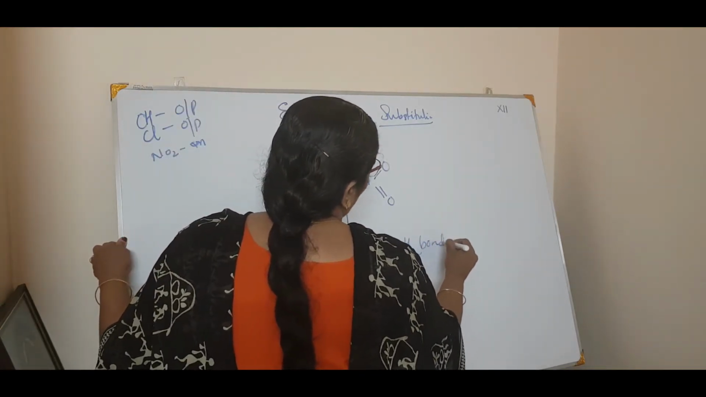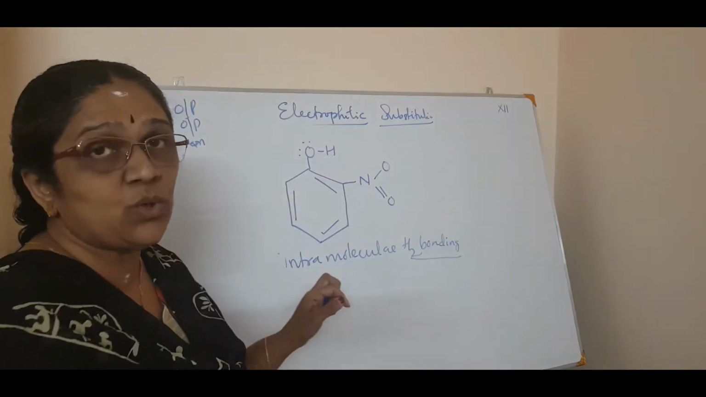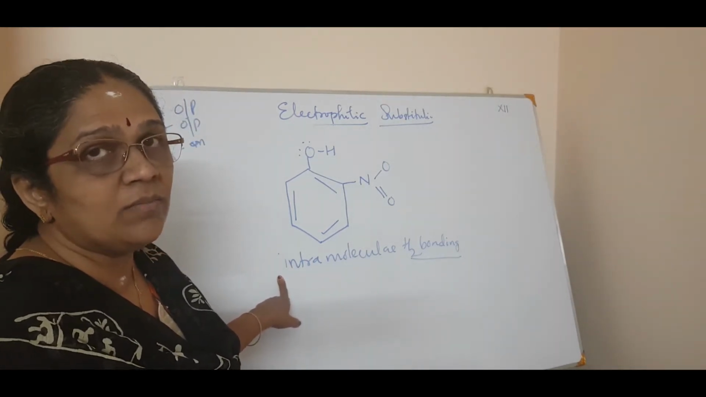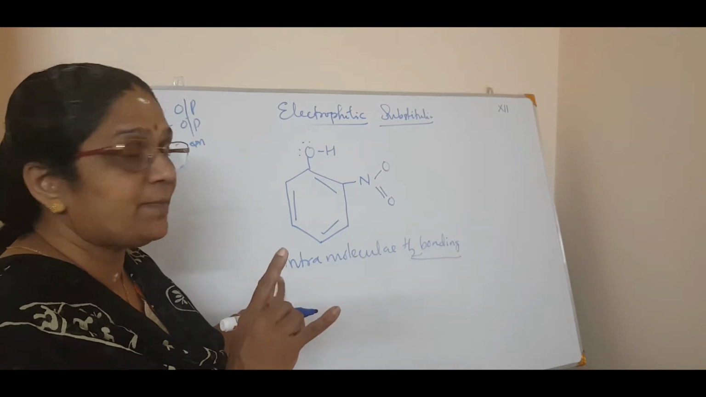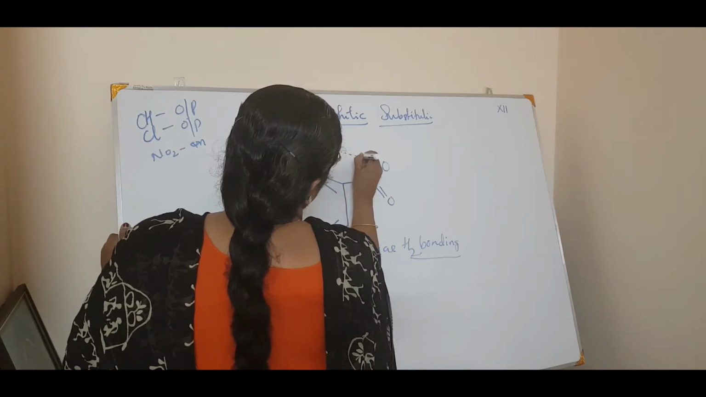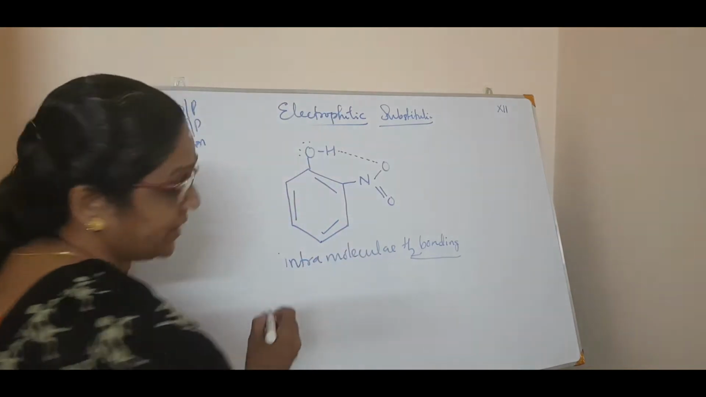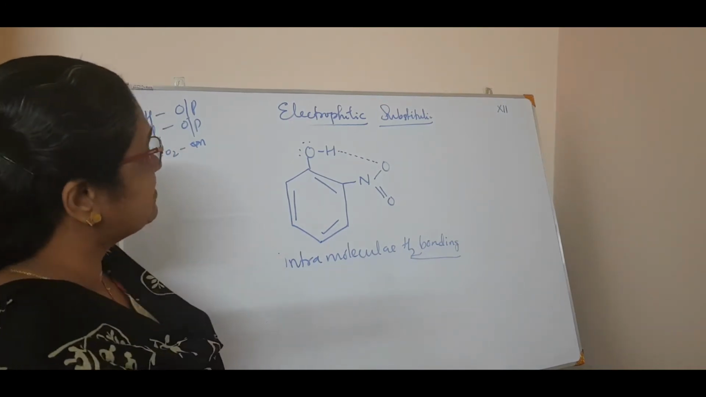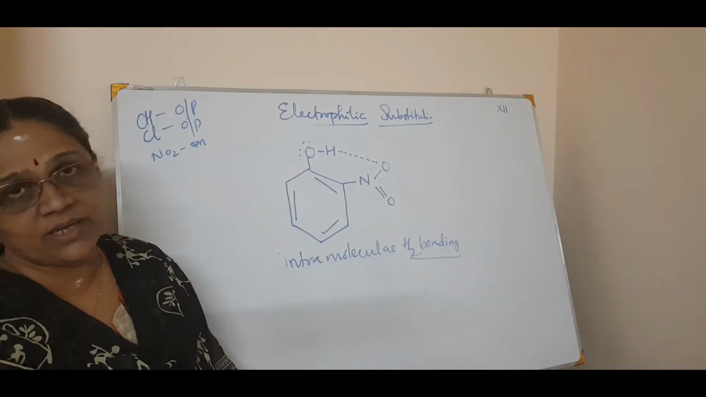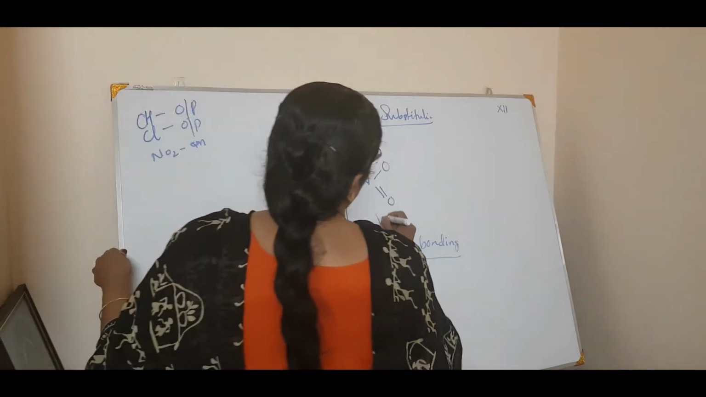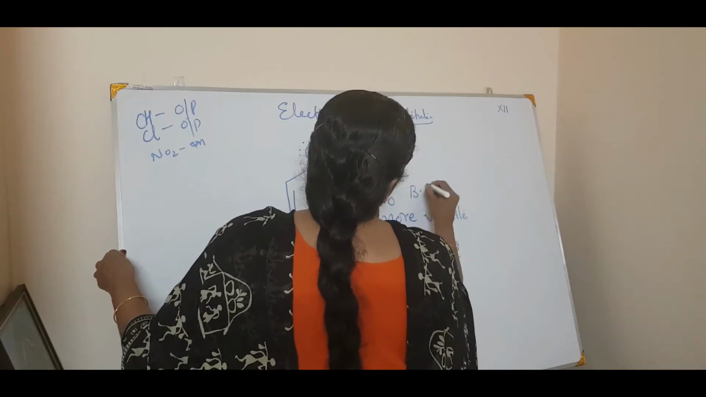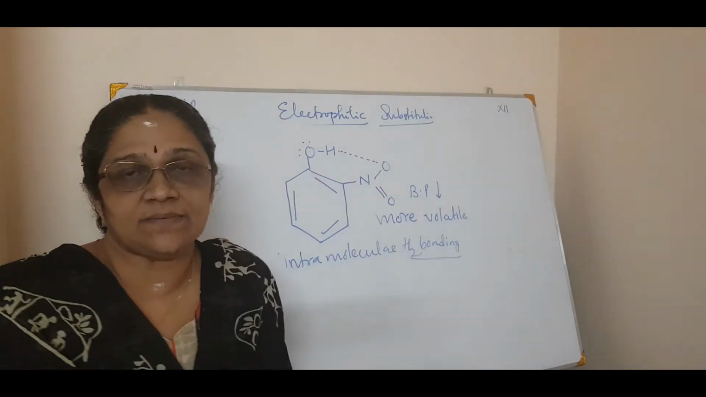Boiling point will always depend on the hydrogen bonding, I told you. So intramolecular means what? Intramolecular means within the molecule. Intramolecular is the term for the bonding that happens within the same molecule. So how does it happen? See, this H of the OH and the O of this NO2 will have this bonding, isn't it? So this is the hydrogen bonding. So this is intramolecular hydrogen bonding. Correct? So this is more volatile. More volatile means what? Boiling point will be less. It is easily vaporized. Correct?